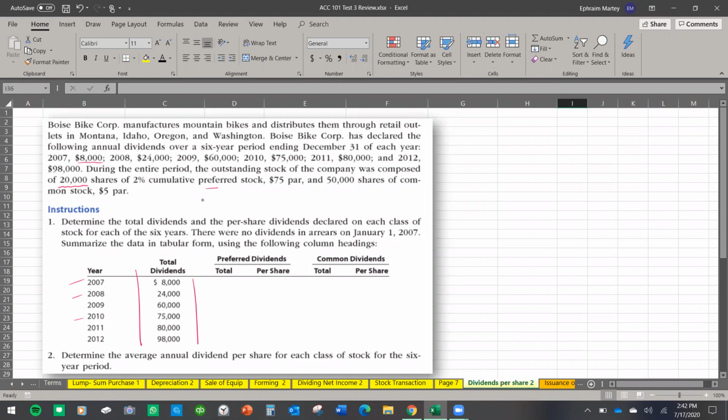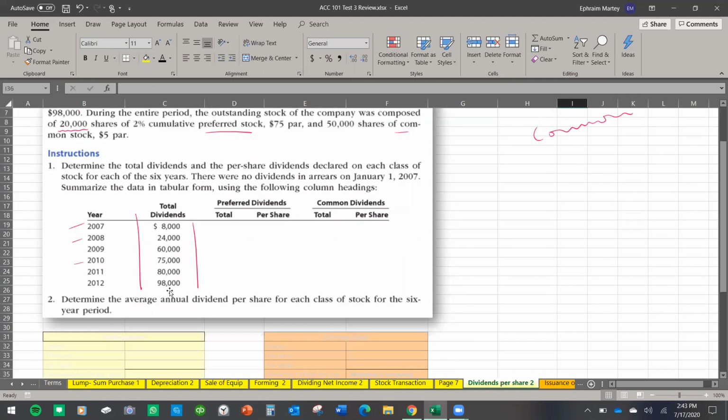20,000 cumulative, that's for preferred, and then 50,000 for common shares. When you declare dividends and you are paying, you pay preferred first. And if anything is left, then it goes to common. If nothing is left, common stock shareholders will receive nothing. So let's see how much we have to pay them each year.